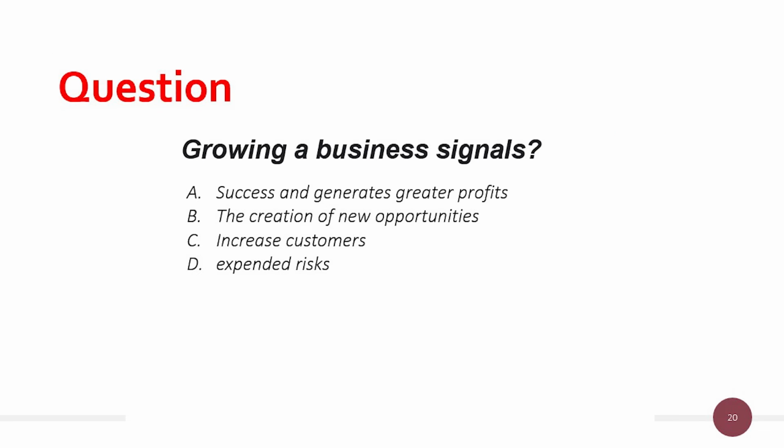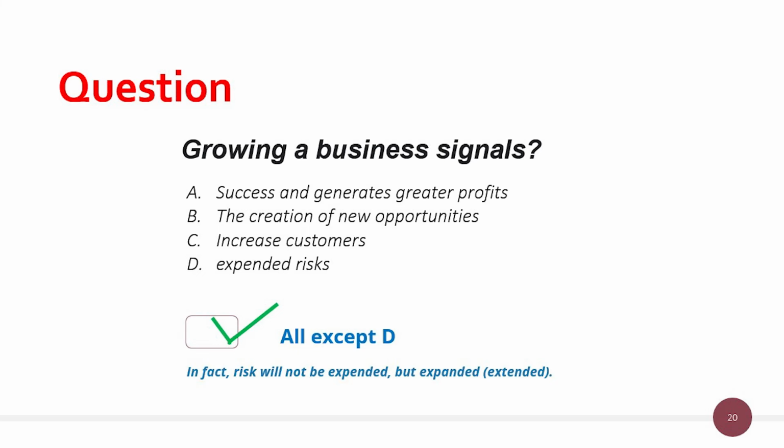Question: growing a business signals what? A. Success and generates greater profits. B. The creation of new opportunities. C. Increased customers. D. Expended risk. If you select all except D, you are correct. In fact, risk will not be expended, but expanded or extended.